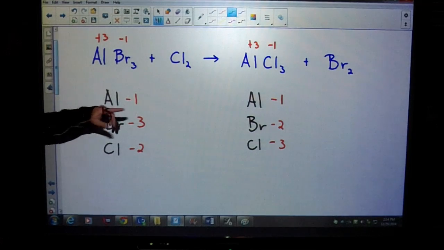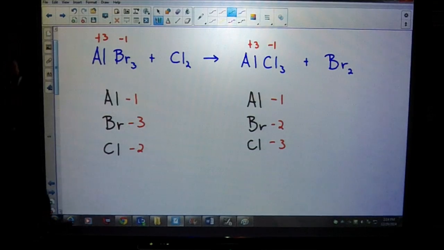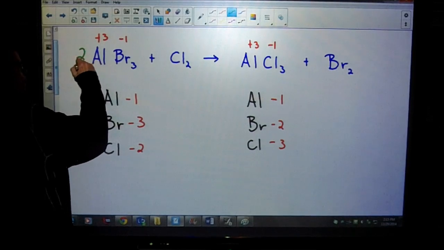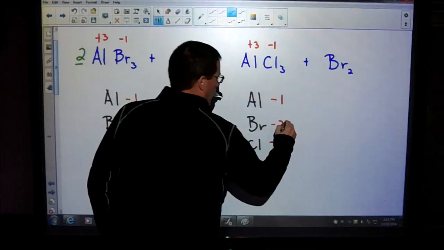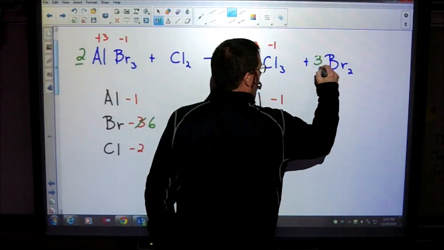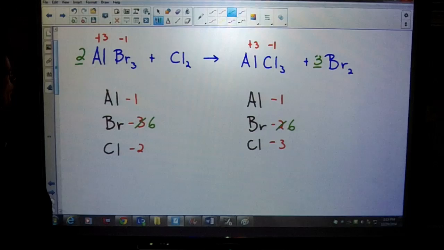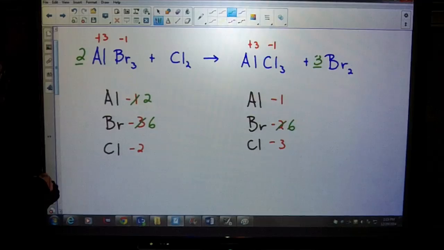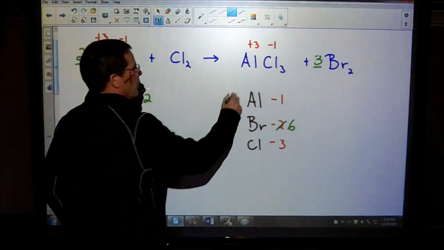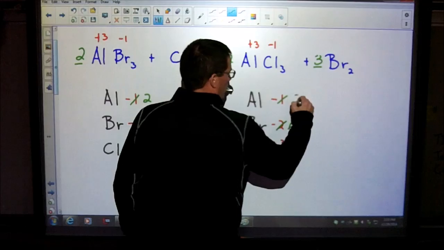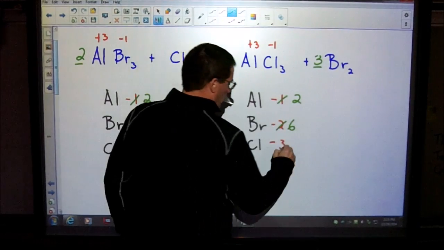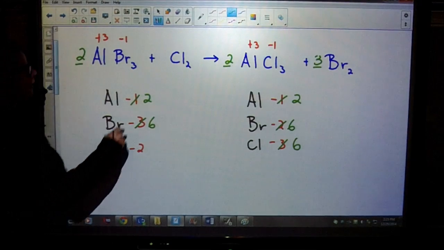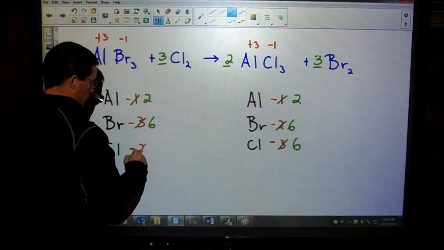Let's focus on the bromines. Here we have 3 and we have 2, so let's get that to 6. I'm going to multiply that by 2, and I'm going to multiply this by 3. In that case, my bromines look good, but let's fix the aluminum since we have a 2 there. Since I now have 2 aluminum on this side, let's put a 2 here. So we got 2 aluminums, which also changes my chlorine to 6. And everybody looks the same except for chlorine. Put a 3 there, and you're balanced.